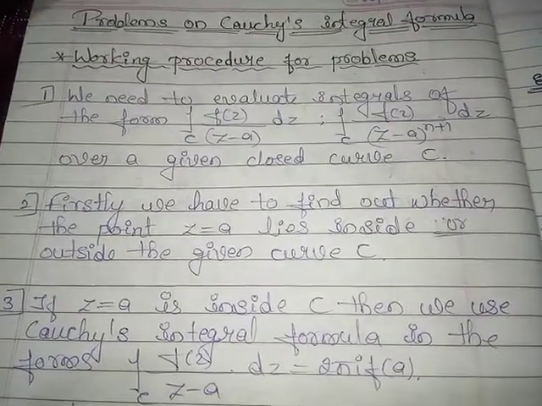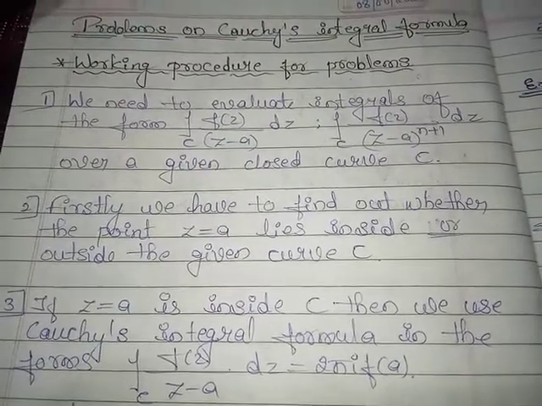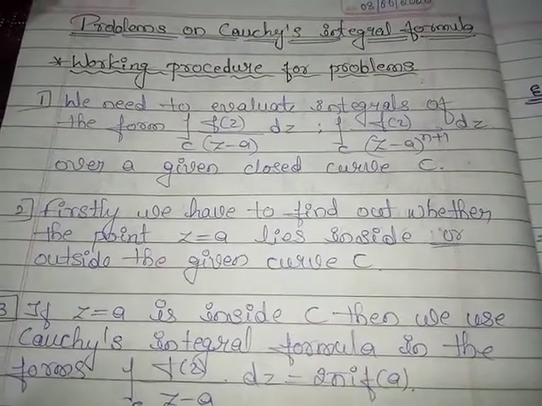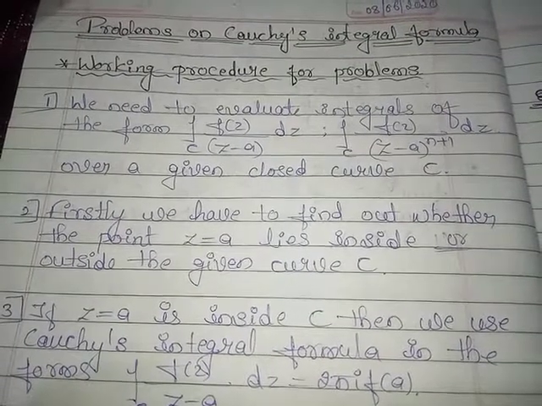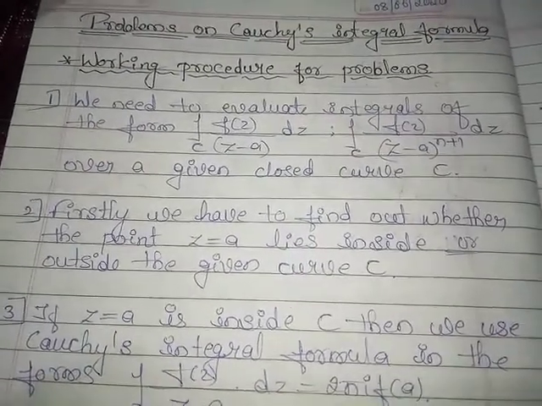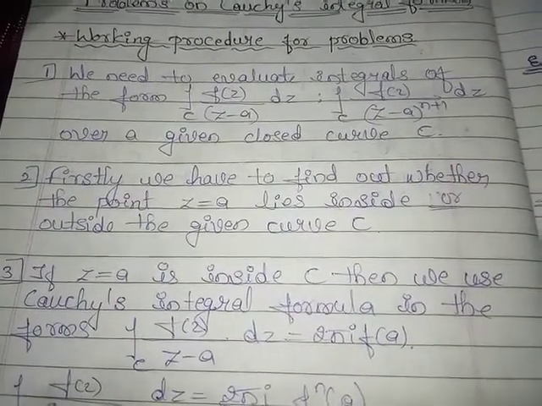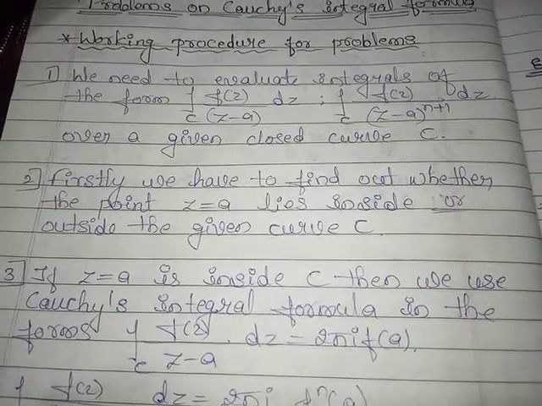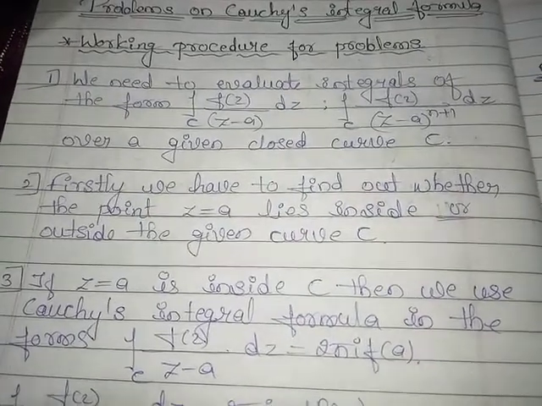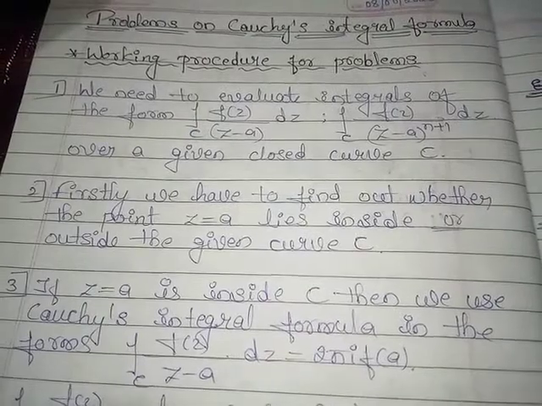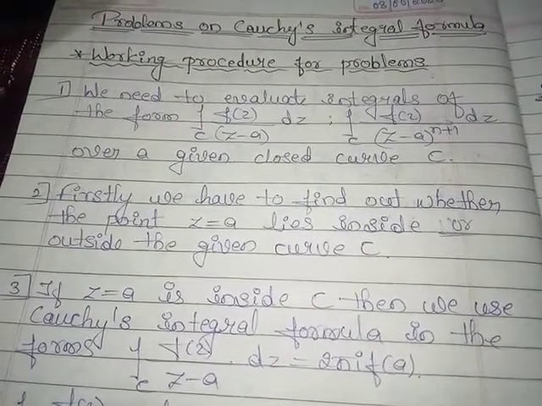Next point, firstly we have to find out whether the point z is equal to a lies inside or outside the given curve C. Means first we have to see whether the given point z is equal to a lies outside the given curve or inside the given curve.